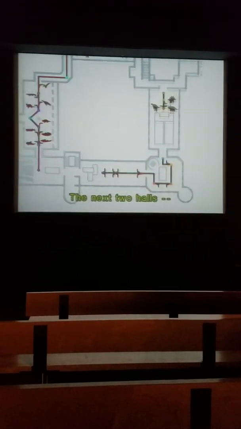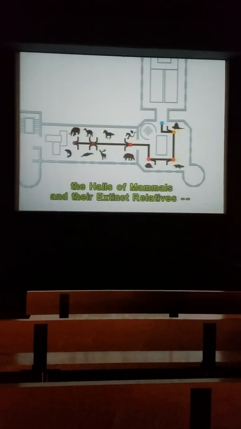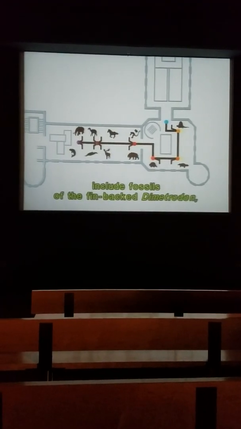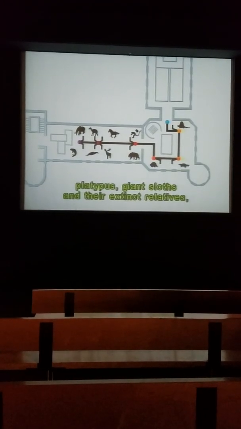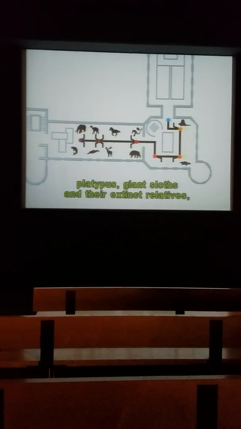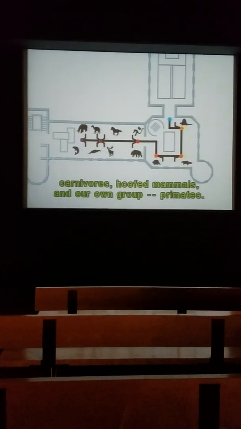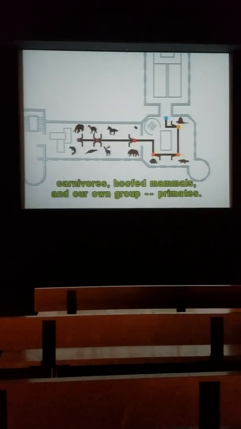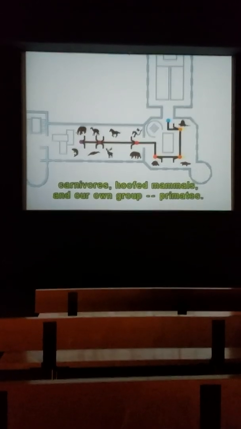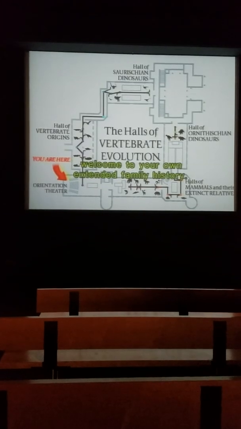The next two halls, the halls of mammals and their extinct relatives, include fossils of the fin-backed Dimetrodon, platypus, giant sloths and their extinct relatives, carnivores, hoofed mammals, and our own group, primates. So, as you walk the halls on this floor, welcome to your own extended family history.